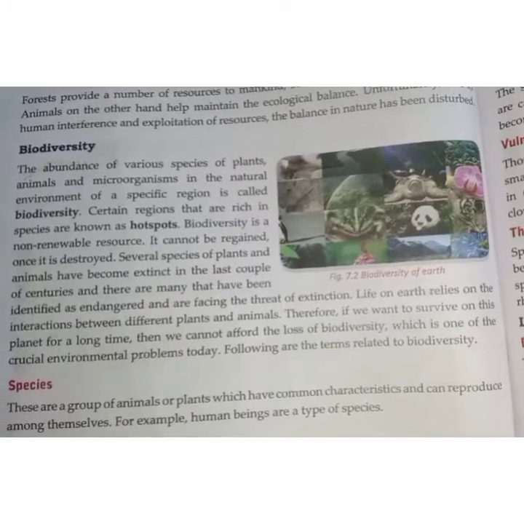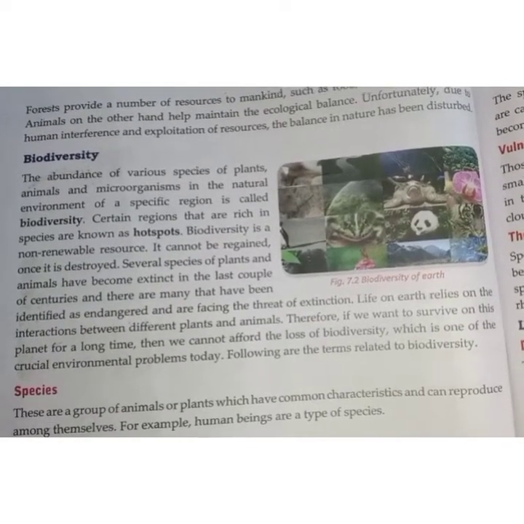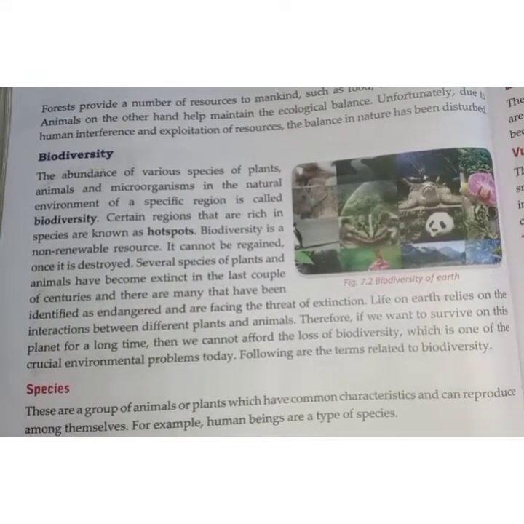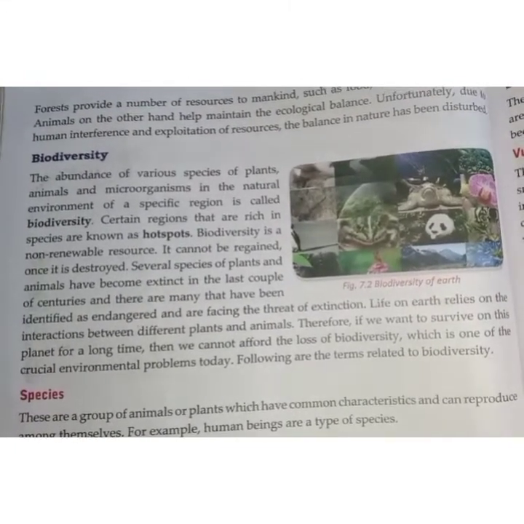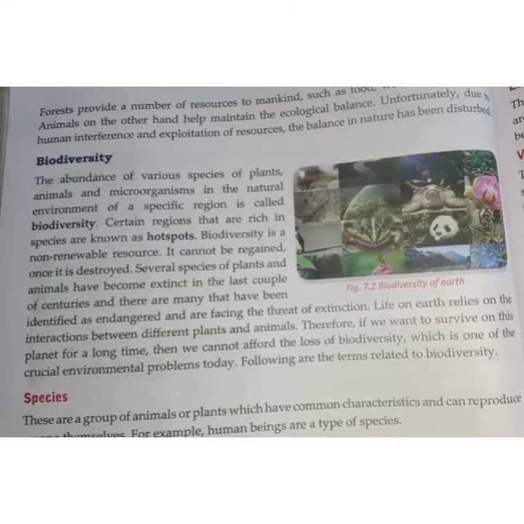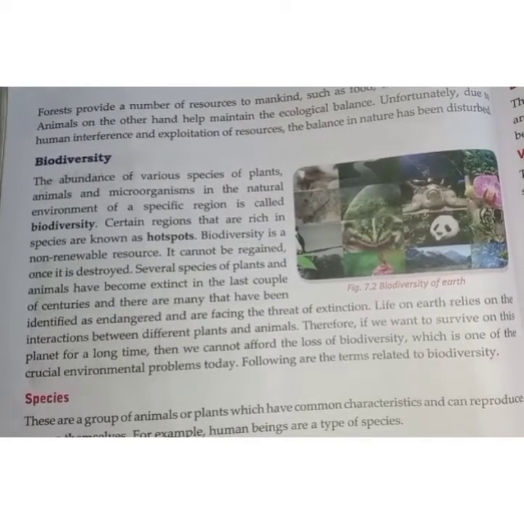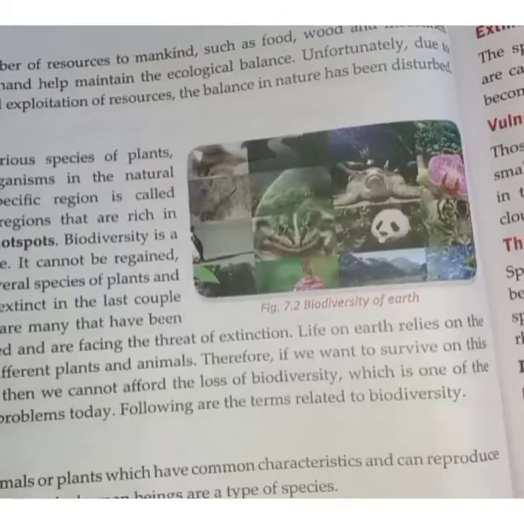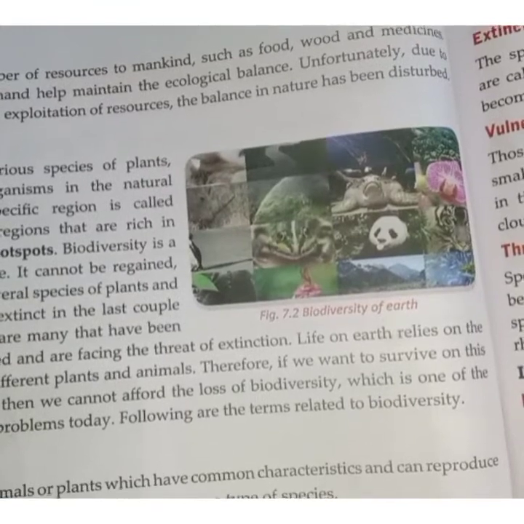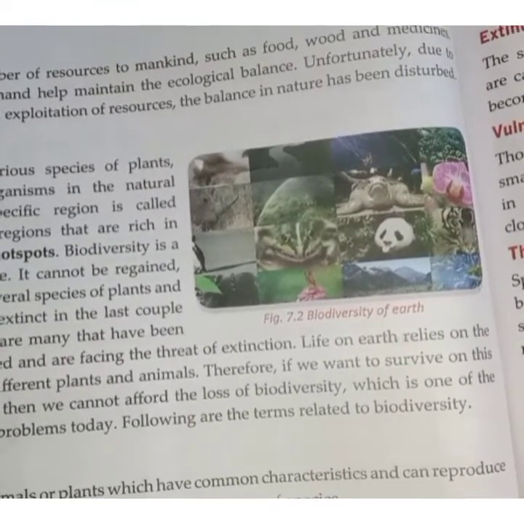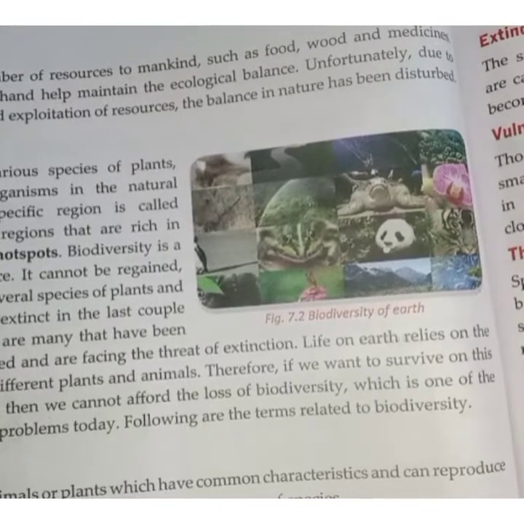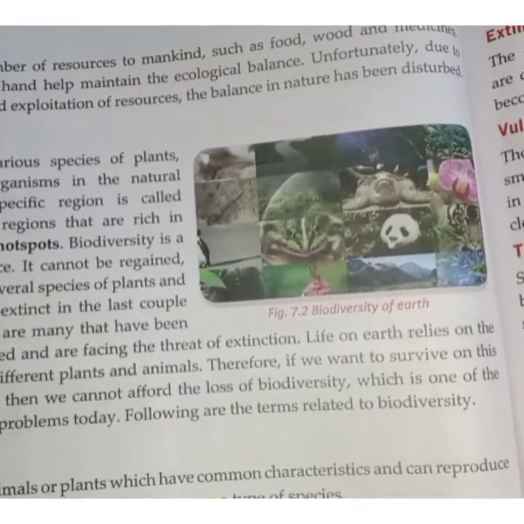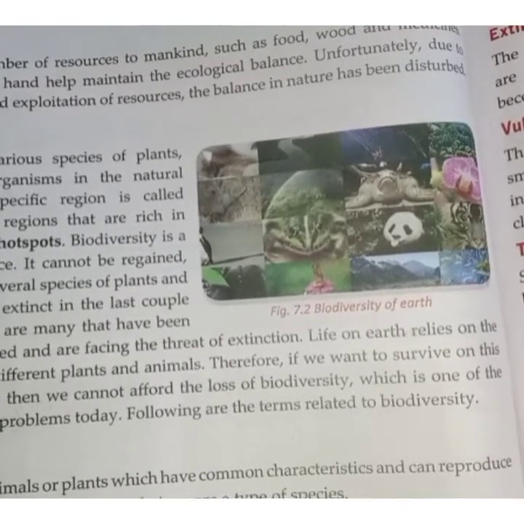So, many plants and animals have already become extinct, some are endangered and some are on the verge of extinction. To survive on this planet, on the earth, we have to protect our biodiversity. So to protect our biodiversity, we have to conserve it. Nowadays, biodiversity degradation is a crucial environmental problem.